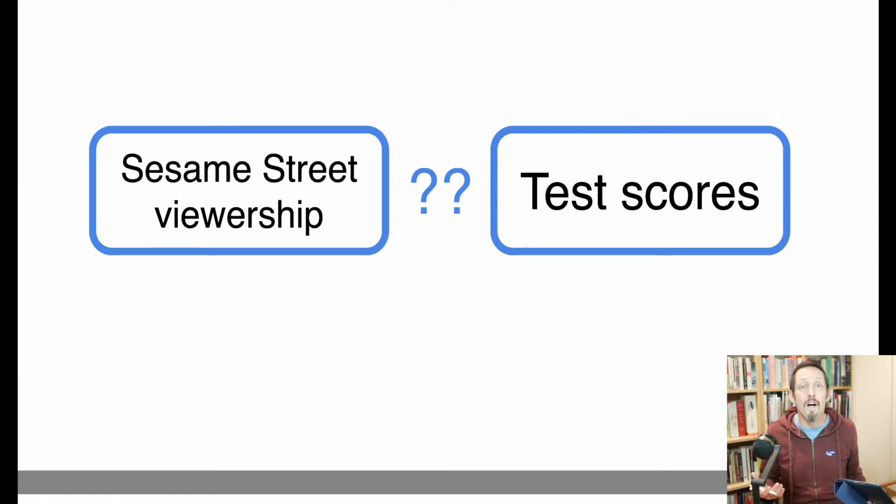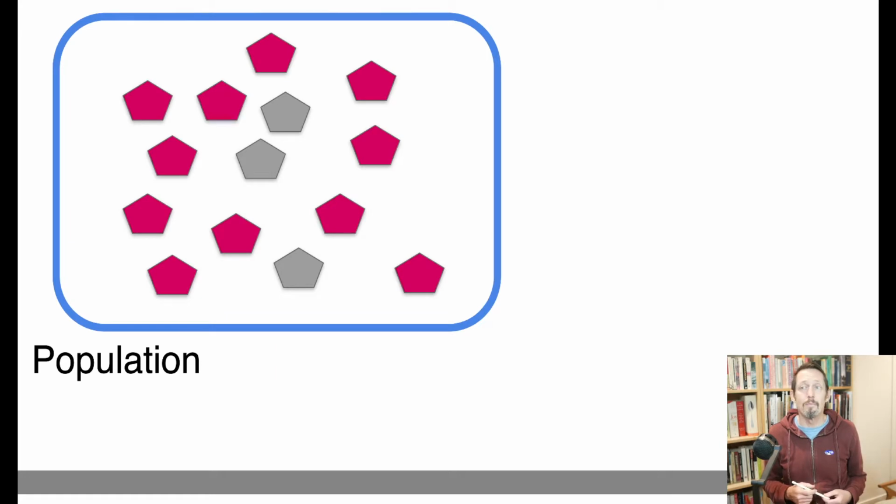Maybe we have to define viewership in a very detailed way, like how many hours the kids would watch per week on average. And we have to define a test, like I said, the particular test score. And then we can try to explore this question. But how? What is inferential statistics anyway?